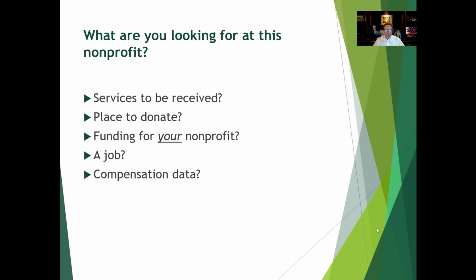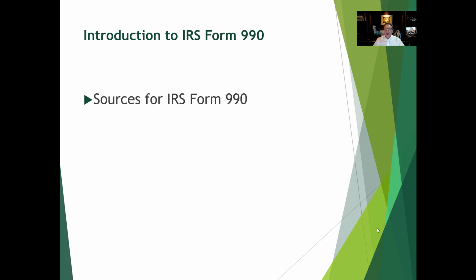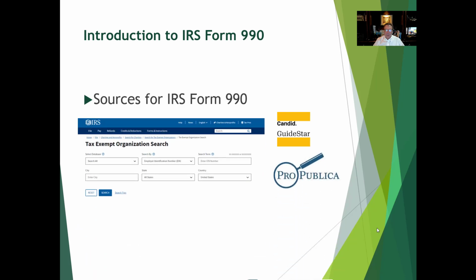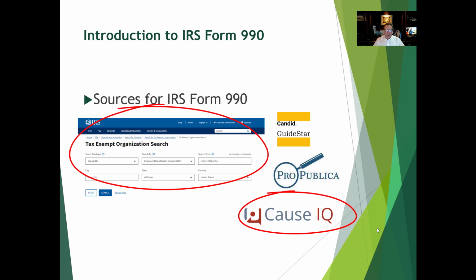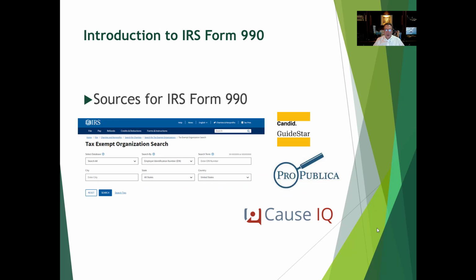Here are some reasons why you might be looking for information from a particular nonprofit or tax-exempt organization. We covered this already. Are you looking for services? Do you want to donate? Are you looking for funding? Looking for a job? Are you looking for compensation data? So here are some places to look. We will be focusing mainly on Cause IQ and the IRS's own website search engine.